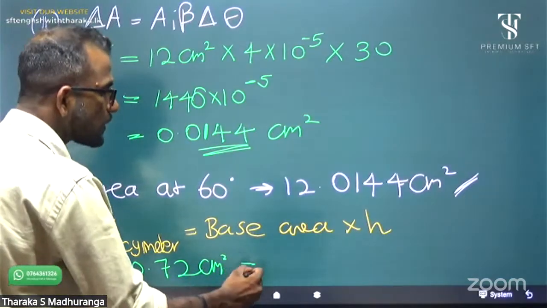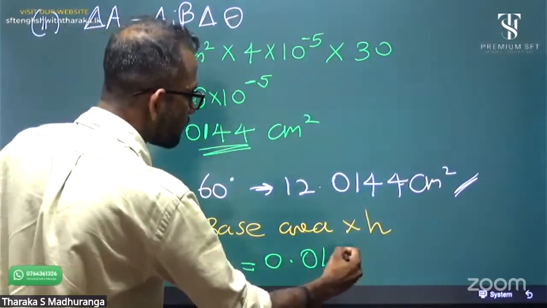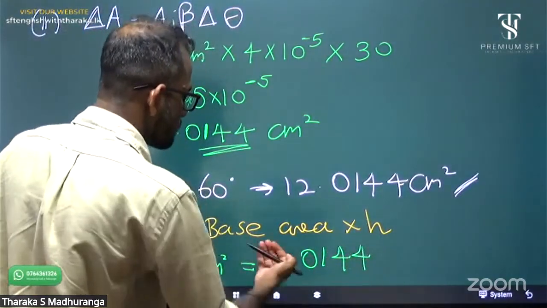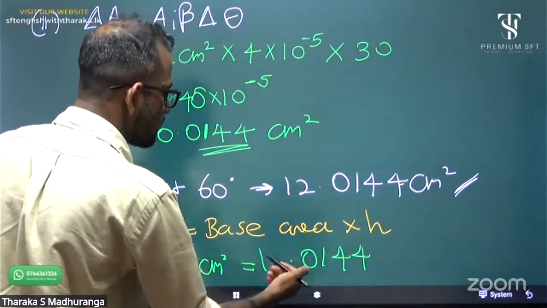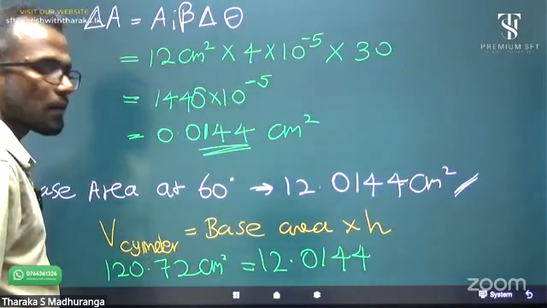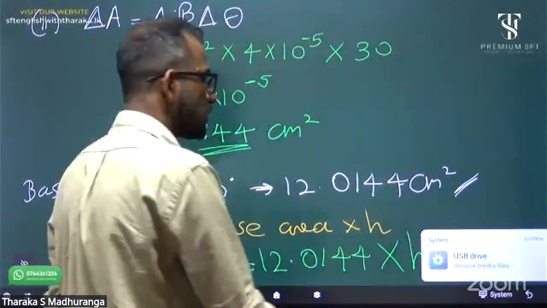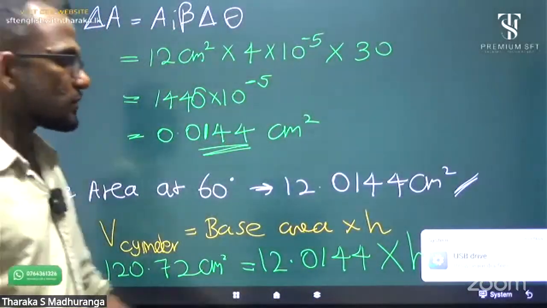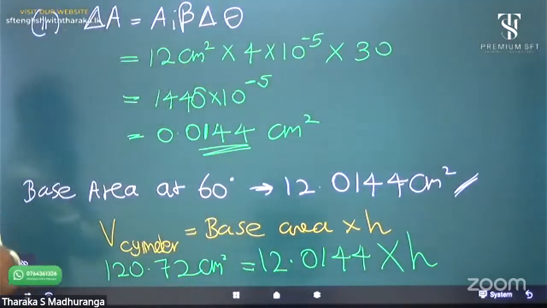Then base area at 60 Celsius, sorry, not 0 point, 12.0144 into height. Now you can isolate the height. Any doubt? Dinul?